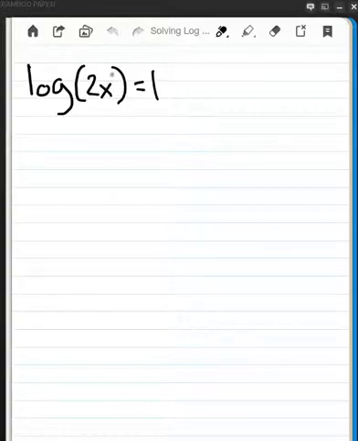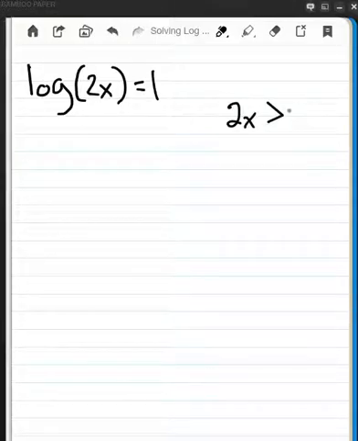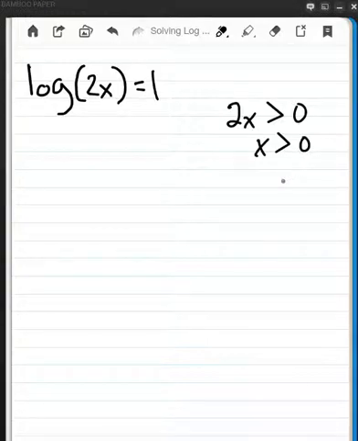So for example, before I start, I noticed that I have 2x on the inside of a log function, which means that 2x has to be greater than 0. And this one's actually easy to solve for. x has to be greater than 0. So if we solve for this, the only values that we're allowed to actually keep are ones where x is greater than 0. So let's see what happens when we solve this.